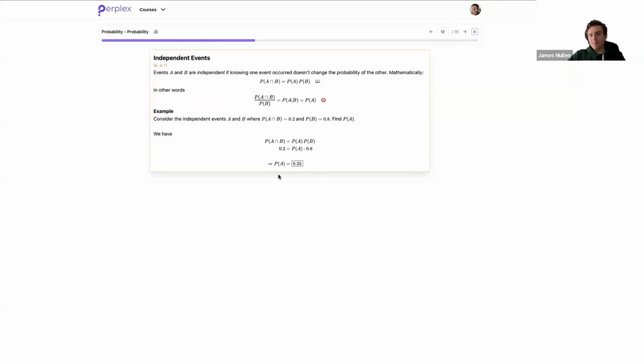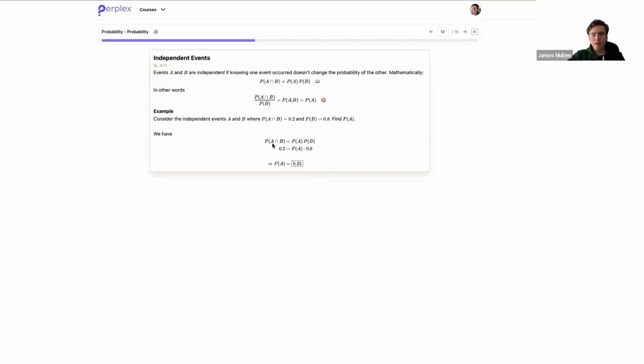Now, independent events. So we say that two events A and B are independent if knowing that one event occurred doesn't change the probability or expectation that the other will occur. Mathematically, that means that the probability of both happening is just the product of the probabilities. So one of them does not affect the other. And in other words, it means that the intersection divided by P of B, which is the same thing as P of A given B, is just P of A. So basically, the probability of A given B is just the probability of A. That means that the probability of B does not change the probability of A happening. Okay? So let's look at an example.